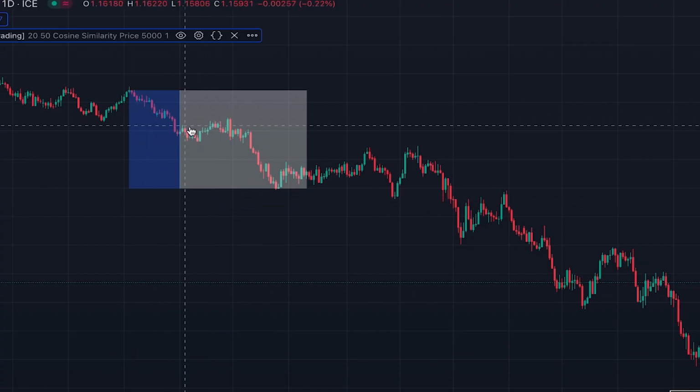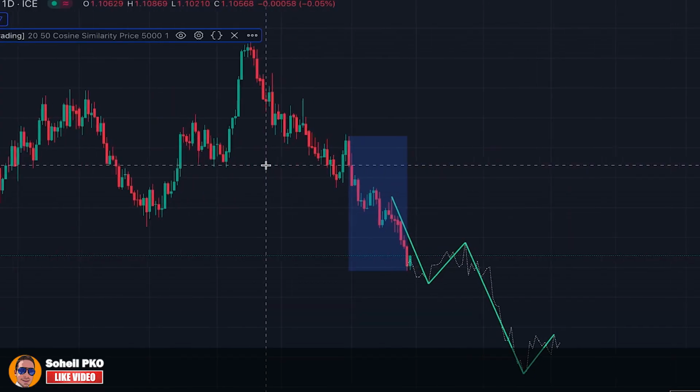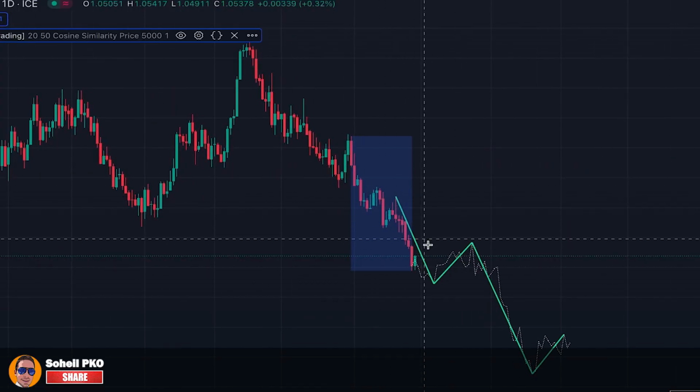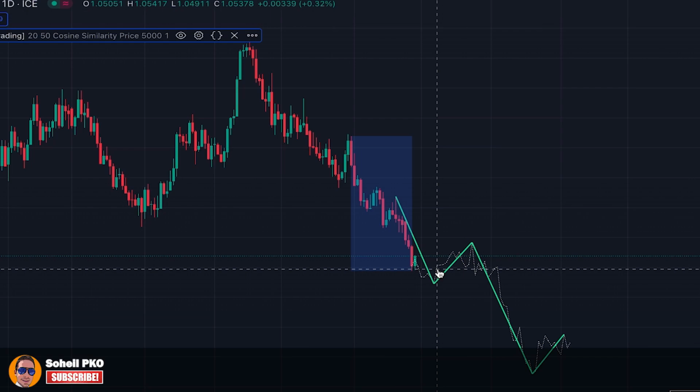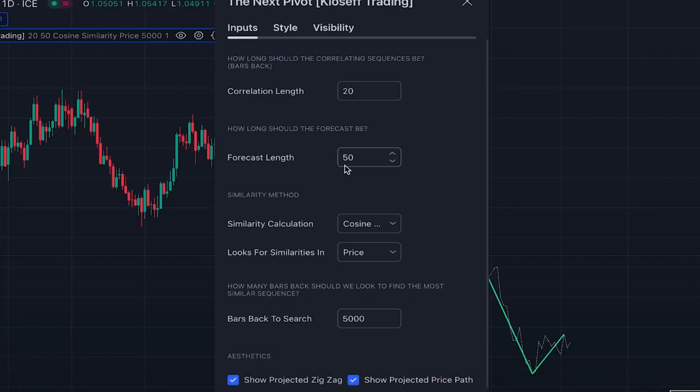And this indicator is trying to predict based on this simple fact that if based on this price action, after that the market became like this, so if again we have a similar situation which happened here, it's highly probable that the price action after that will be similar to the one in the past. By default, the forecast length is set at 50, which you can decrease or increase based on your needs.